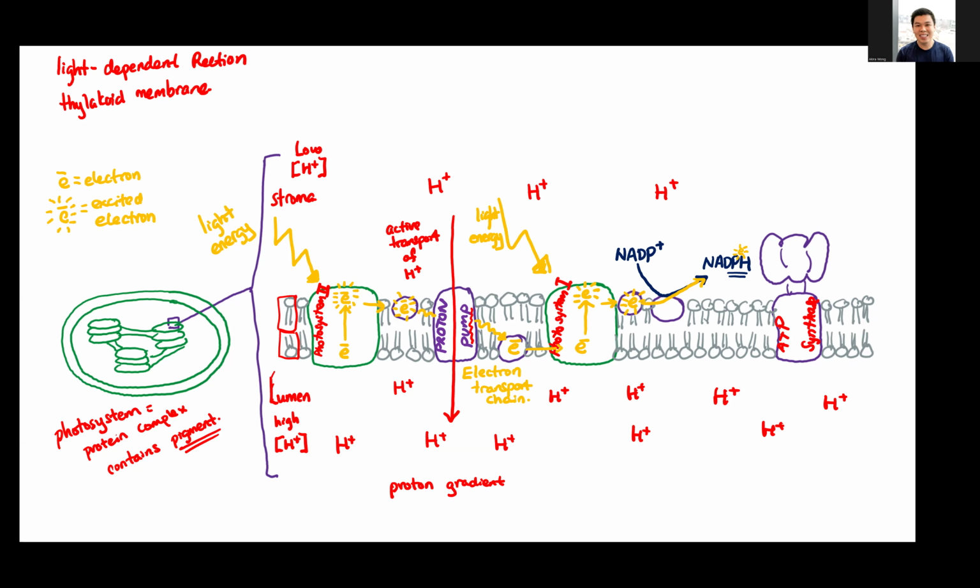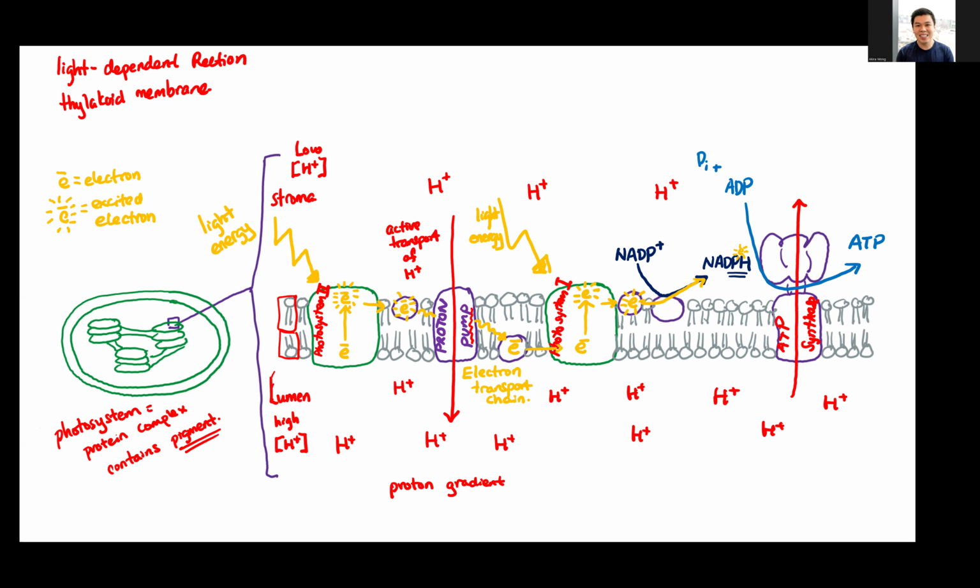ATP synthase is a channel protein that allows the diffusion of protons from high concentration back into low concentration. This flow of protons will turn the ATP synthase and convert ADP and inorganic phosphate into ATP. ATP synthase is an enzyme, so it will speed up that chemical reaction of combining ADP and P into ATP.